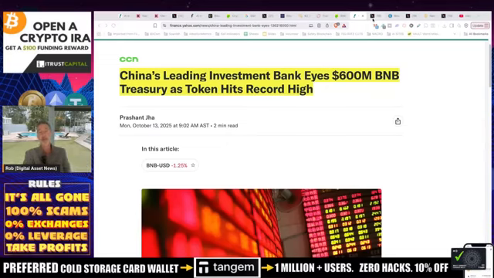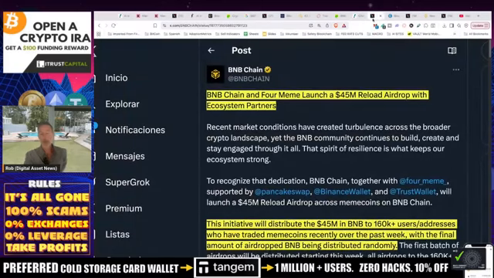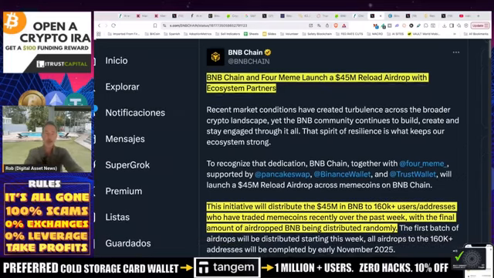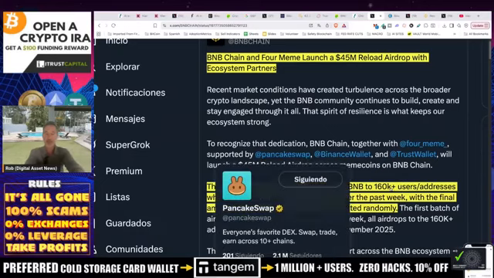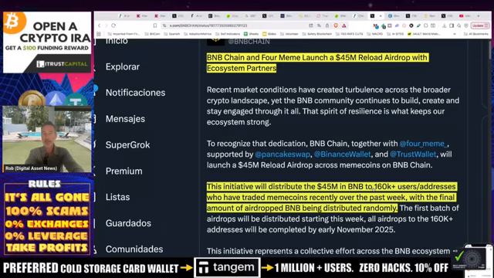I'm not for sure. And then, of course, I will give credit where credit is due. Binance Chain came out and said, look, if you were trading over the last couple of weeks, and especially for our Binance meme coins, which if you're into that, that's cool. Have fun. BNB Chain informed me to launch a $45 million reload airdrop with ecosystem partners. So this initiative will distribute $45 million in BNB to 160,000 plus user addresses who have traded meme coins recently over the past week, with the final amount of airdrop BNB being distributed randomly.